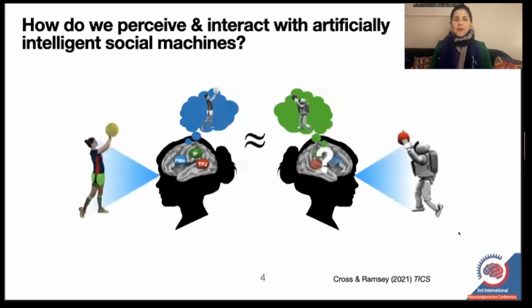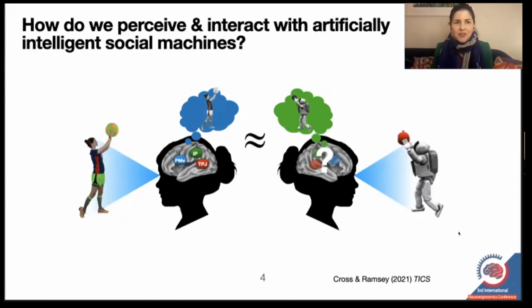As Eva has said, you can't really pick up a newspaper or click on the news without hearing about the rise of the robots, and there's more and more money being invested into artificial intelligence, into these artificially intelligent social machines. So there's a proliferation of these agents, but we still don't have quite a grip yet on what's going on in the human brain when we interact with them.